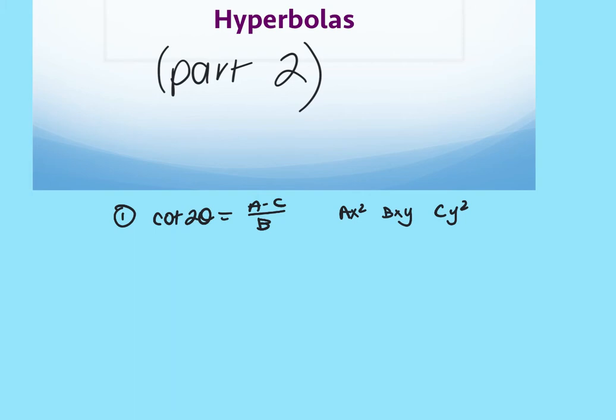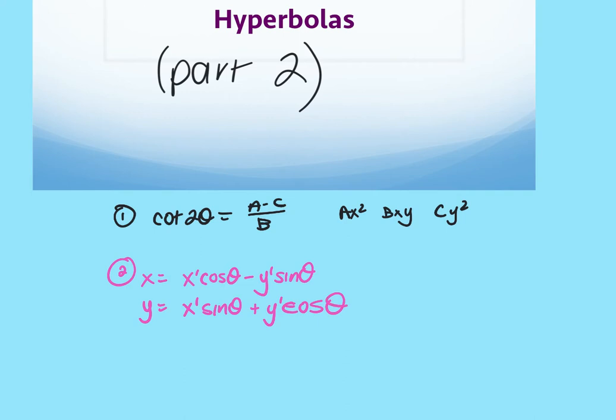Then we replace every x with x prime cosine theta minus y prime sine theta. And we replace every y with x prime sine theta plus y prime cosine theta. And we plug the theta in. So if our theta is pi over 4, it goes in the place of those things. If the theta was pi over 6, it goes in the place of those things, whatever the angle is. Then we simplify our equation.